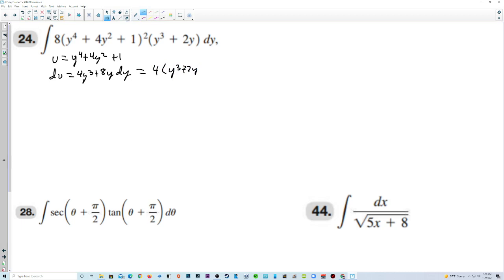Ugh, why does it keep doing that? I promise I'm not actually drawing that.